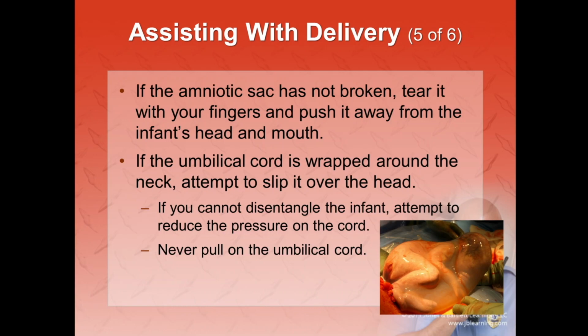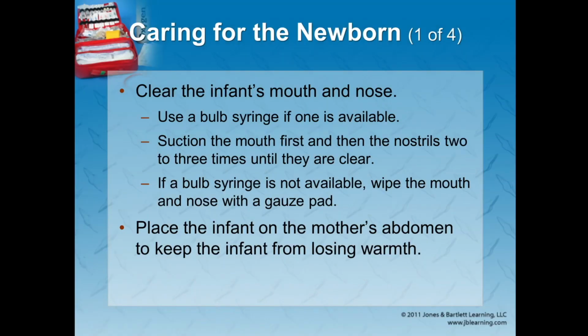If you cannot disentangle the infant, attempt to reduce the pressure on the cord. So what does that mean? That means if the umbilical cord is wrapped around the neck in this photograph, as you see here with the baby inside the amniotic sac, you want to take your hand and just keep it away from the infant's neck so it does not get tighter and strangulate the child. We also are never going to want to pull on that umbilical cord during the entire delivery process.